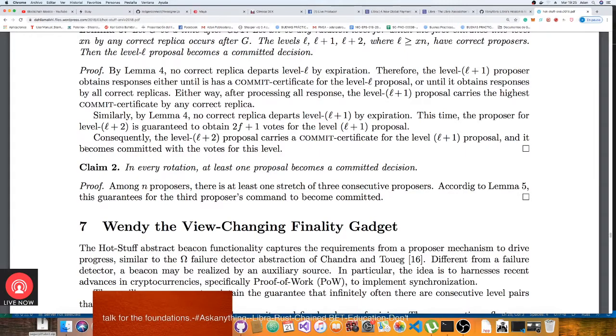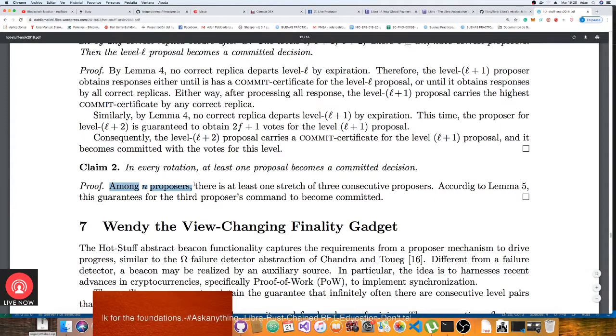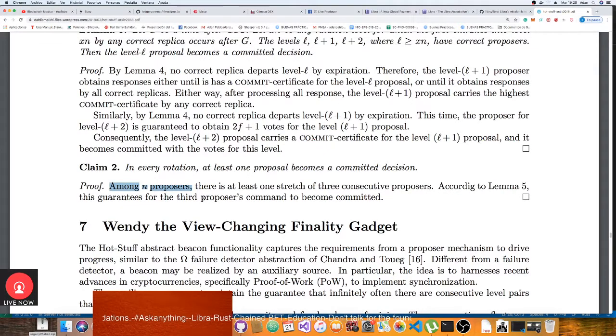So for the finality of this, you need to claim something. In every rotation, at least one proposal becomes a commit decision. So you have all this analysis of this algorithm. The proof of this is that among n proposers, there are at least three consecutive correct proposers. According to the lemma, this guarantees for the third proposer's command to become committed.